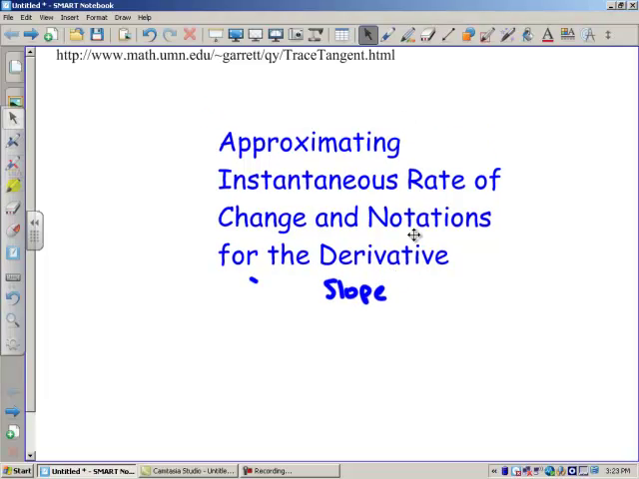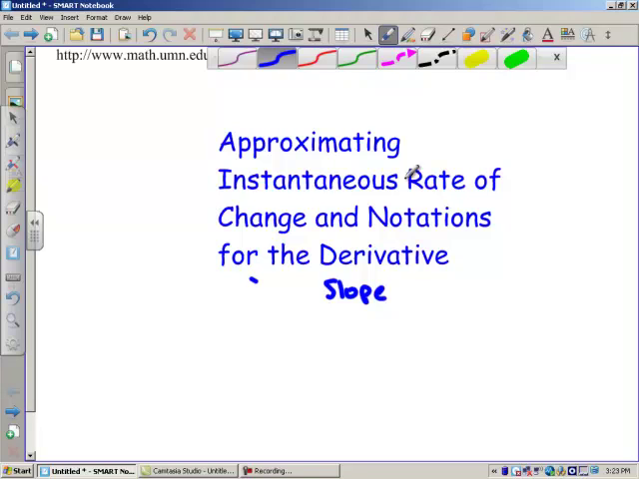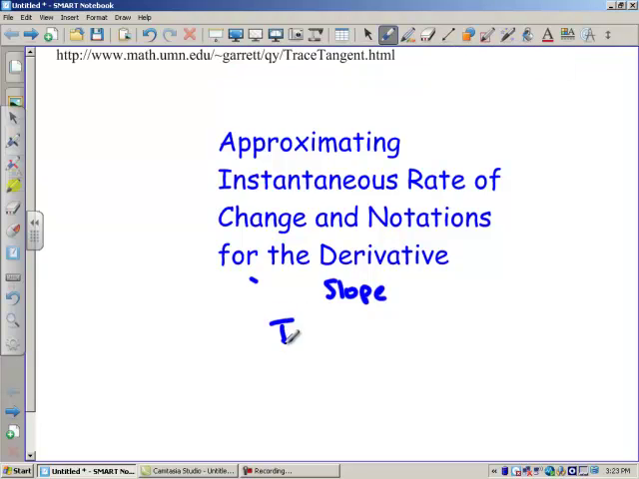To estimate this, we're going to have to make sure we have a good idea of what a tangent line looks like. So that's why I've got this web address up here. We're going to go take a look at a little animation to see what a tangent line looks like, because the slope of a tangent line is going to tell us the slope at that point. We're also going to come back and do some notations for what the derivative is. But let's take a look at what this is.